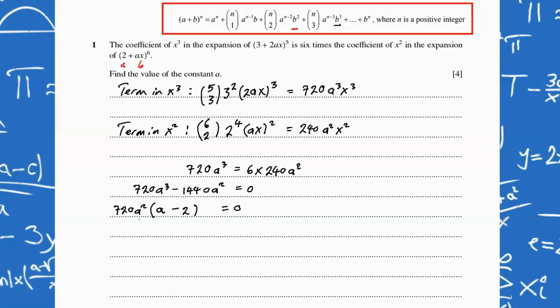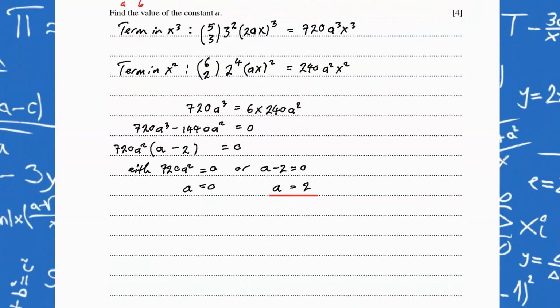So it's either 720a squared that's equal to 0, or a minus 2 that's equal to 0, such that here we'll get a to be 0 and here we'll get a to be 2. Obviously a cannot be 0, so the value of a is 2. So that's how we do it for this particular question. Let's move on to question number 2.